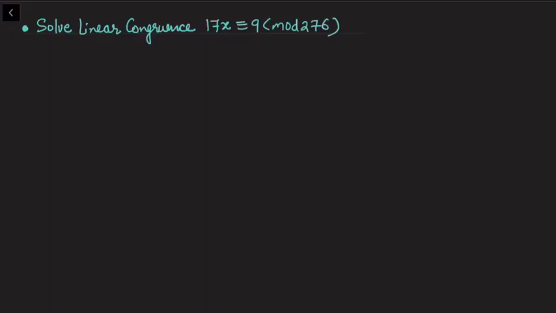In this video, we want to solve this linear congruence: 17x is congruent to 9 modulo 276. For solving this, we can see that 276 is a large number, and again 276 is not a prime number. So let's factor it, preferably into its prime factorization.